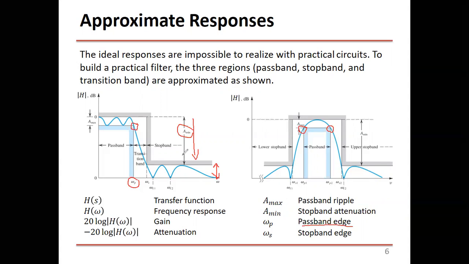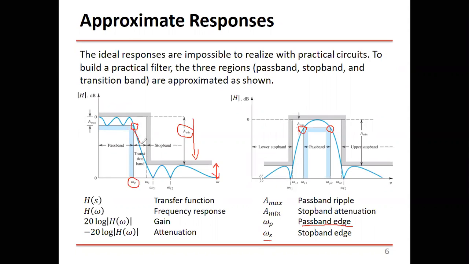I don't want to have a zero gain, but I will accept some gain. That means I will accept some attenuation from this maximum, with A max and A min. A min is the stop band attenuation. A max here is the passband ripple, the tolerated ripple to go below the maximum gain. And omega p is the corner or the edge of the passband region, and omega s is the beginning.